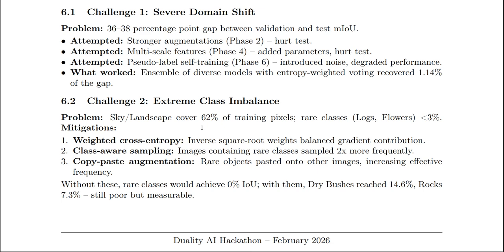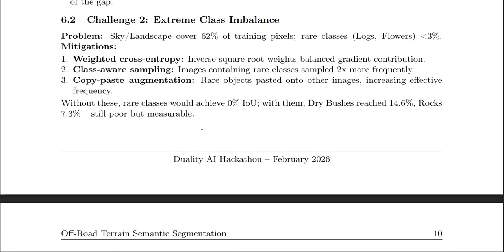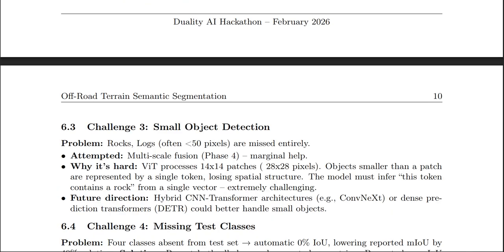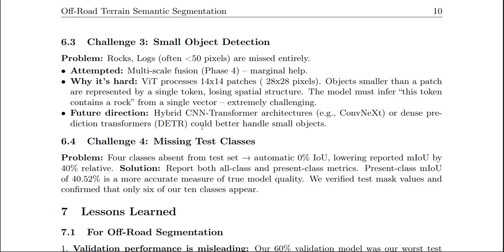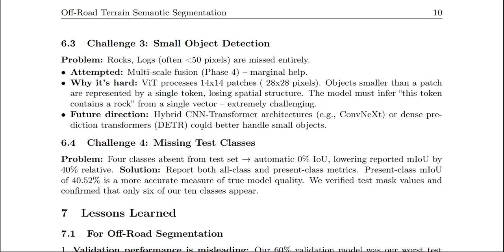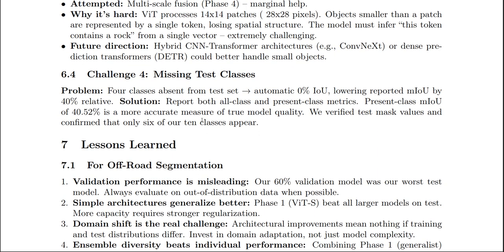Then challenge two: there is extreme class imbalance. Classes like rocks and flowers are less than 3%, which influenced our training a lot. Then we reach challenge three, which is small object detection, as the problem is that rocks and logs are missed entirely as they are less than 50 pixels. In the future we can use hybrid CNN-transformer architecture or dense prediction transformers, which could better handle small objects.